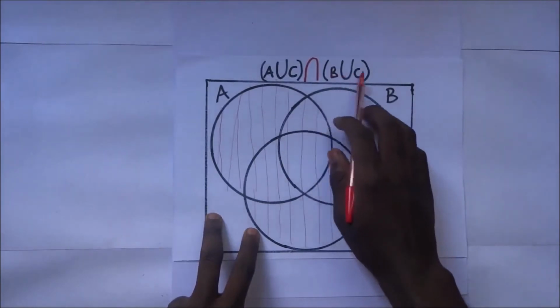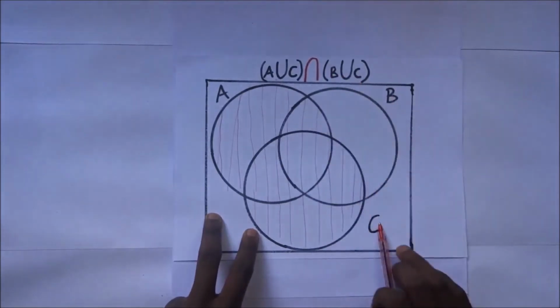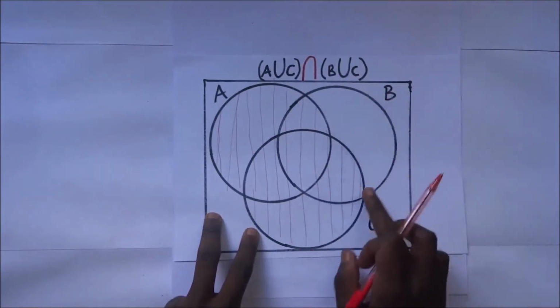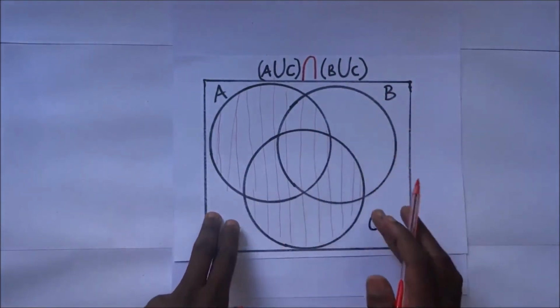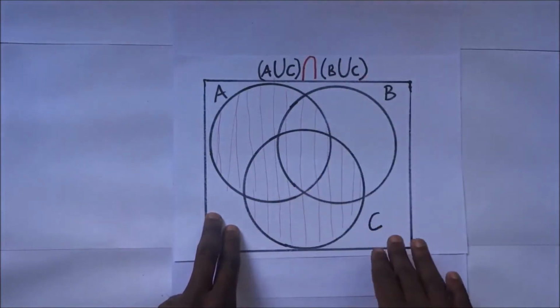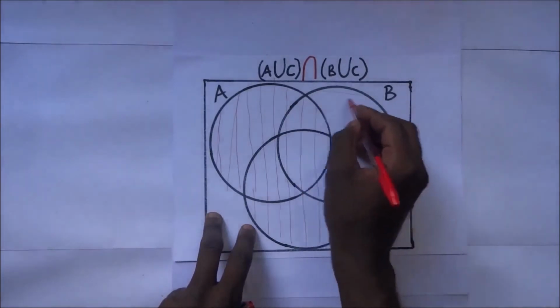Then B union C. We have B and C. So B union C means you're going to shade everything in B and C. For B union C, we shall use lines that are horizontal. B union C is that.